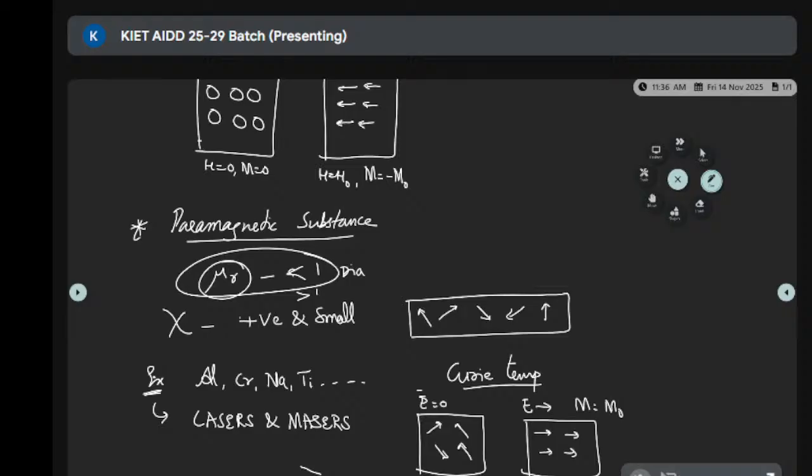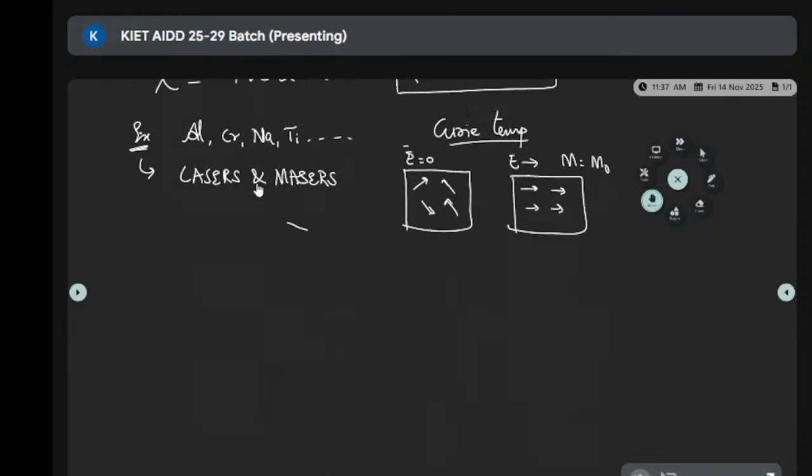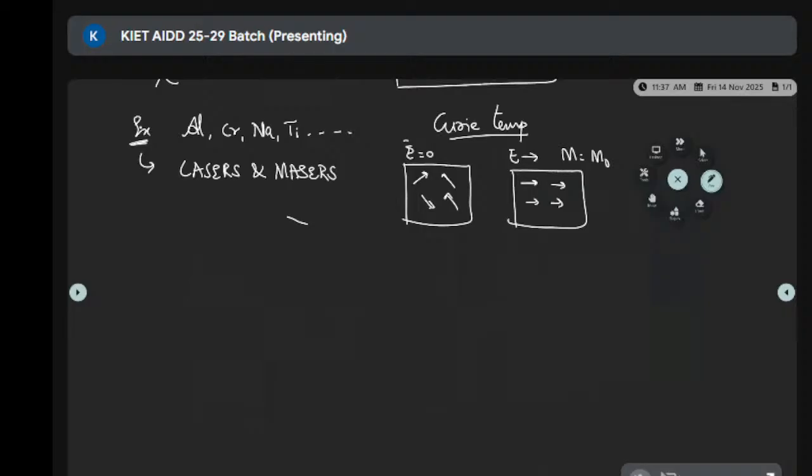Attraction or repulsion, examples. The number of differences is minimum based upon the number of marks allotted. You have to write the differences. Okay? Next, the leftover one, the last one, is ferromagnetic materials.